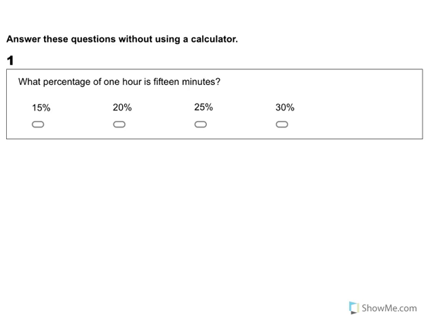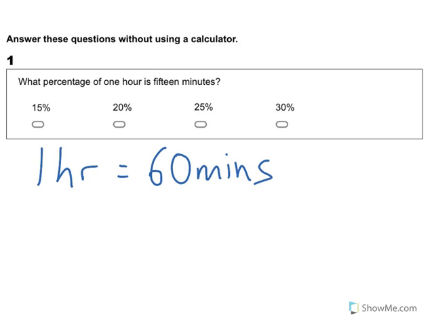Okay, question 1. First thing, you can see that the first term is in hours and the second term is in minutes. That's no good for us. We need them both to be the same. So we're going to change 1 hour into 60 minutes. Okay? And then we need to know what percentage of 1 hour is 15 minutes.